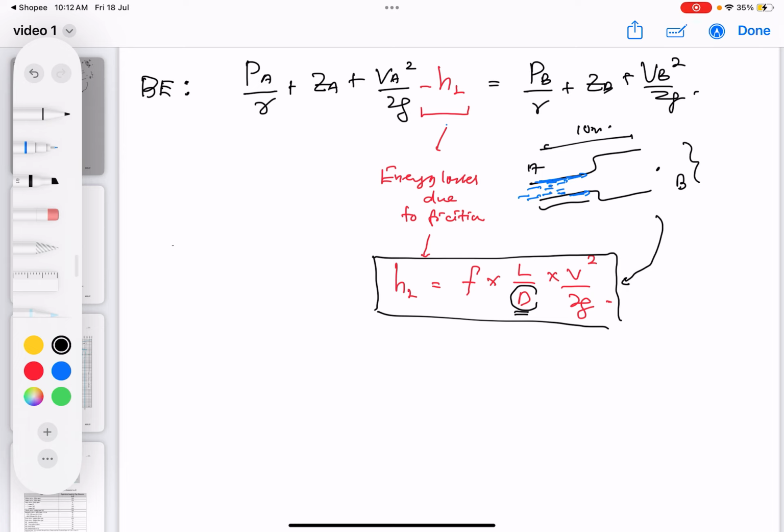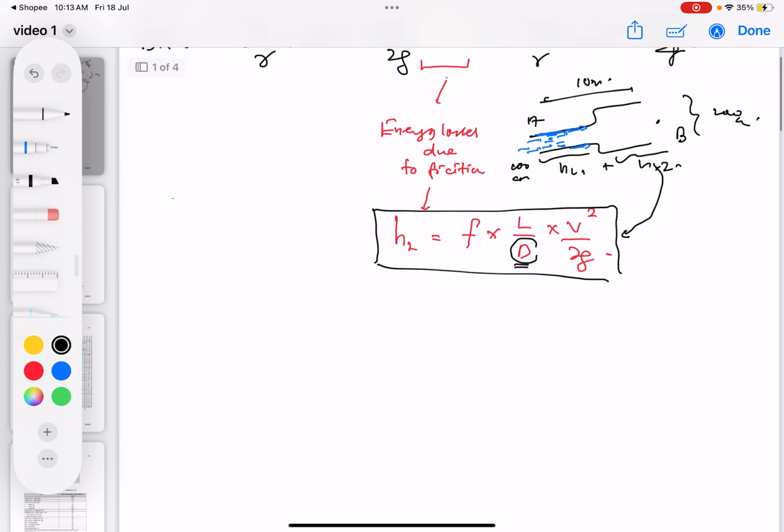Therefore, if I want to find the energy losses due to friction, I need to find it individually for each section of the same pipe diameter. Meaning that I have to find H_L1 here, and then add it to H_L2 because the diameter is different. Otherwise, it will be confusing which diameter to use, because let's say this one is 100 centimeters and this one is 200 centimeters. So we have two different diameters, and therefore you have to use them individually.